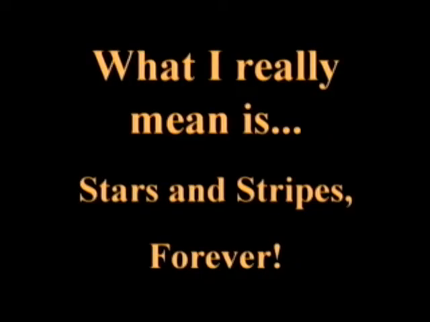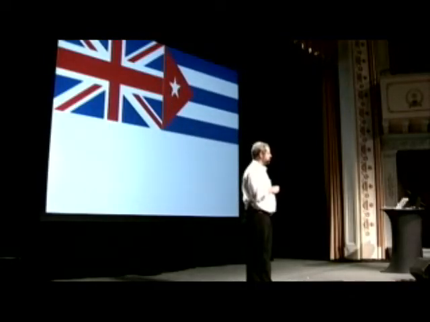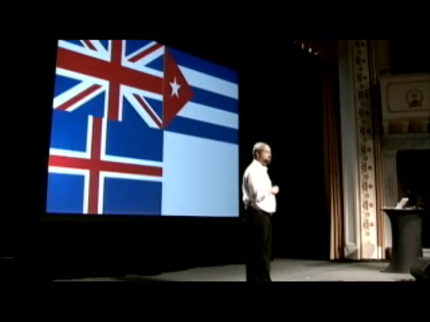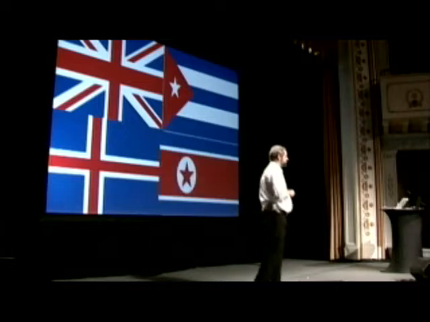So let's get a little more specific. How about this one? Well, again, there's an extraordinary amount of agreement on this particular stuff. The Brits agree. The Cubans agree. The Danes agree. You know what? Even the North Koreans agree.